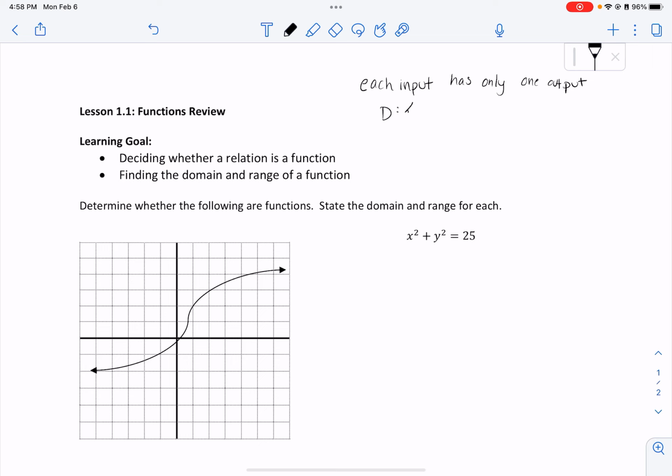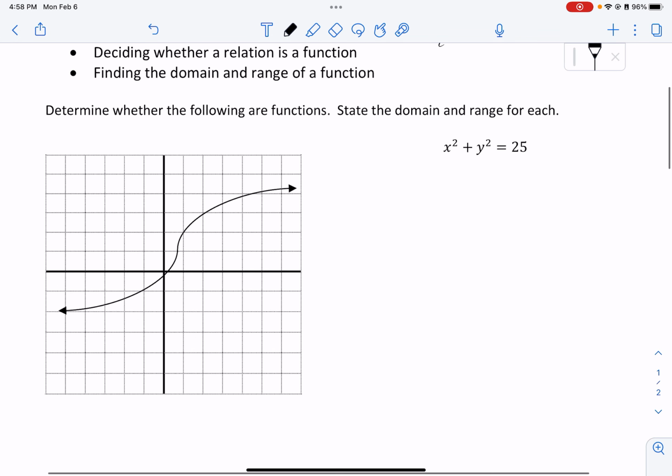And the domain and range, the domain is all your inputs in set notation. The range is all your outputs in set notation, okay? So those are kind of your quick definitions as we do some examples here. So determine whether the following are functions and state the domain and range for each, okay?